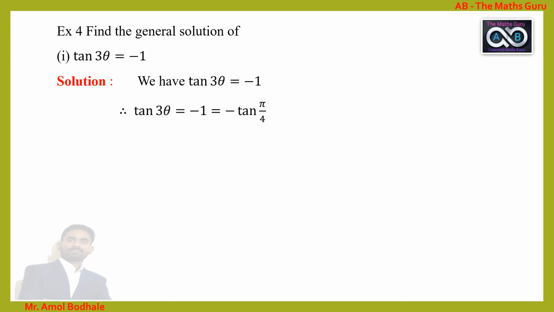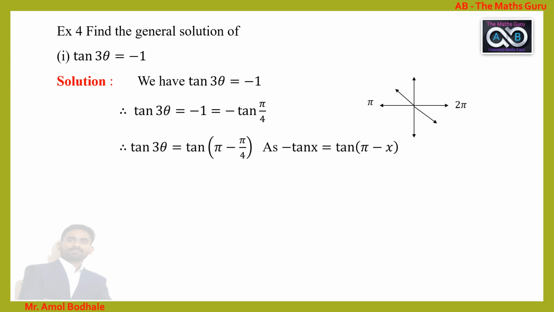So we can think in which quadrant tan is negative. Tan is negative in the second quadrant and fourth quadrant. An angle in the second quadrant can be written as pi minus theta, and an angle in the fourth quadrant can be written as 2 pi minus theta. We can use any one. Let's use this one, pi minus theta. So we can write minus tan of x as tan of pi minus x. Therefore tan of 3 theta as it is, and this minus tan of pi by 4 can be written as tan of pi minus pi by 4. So therefore we get tan of 3 theta equal to tan of this difference, pi minus pi by 4, which is 3 pi by 4.